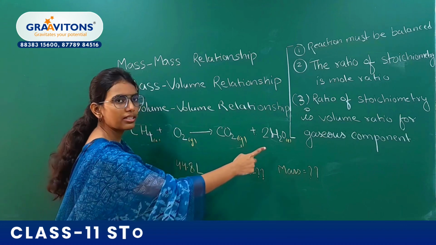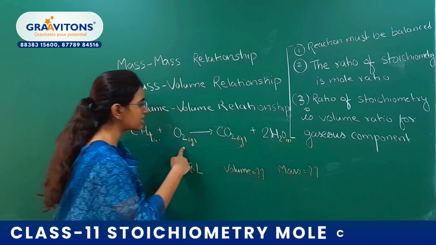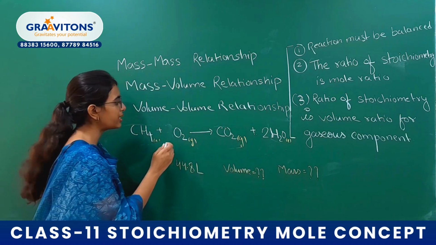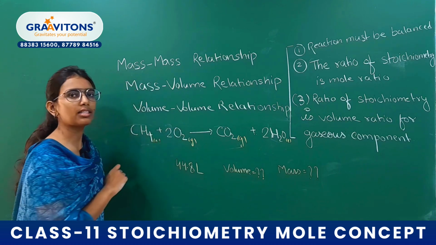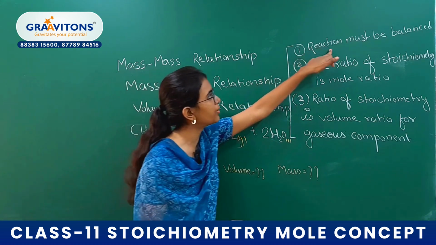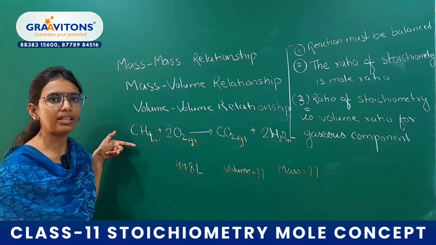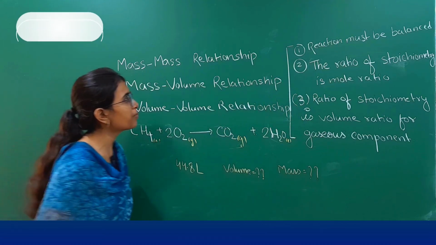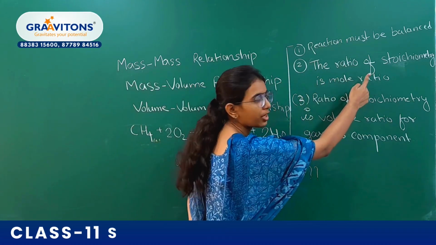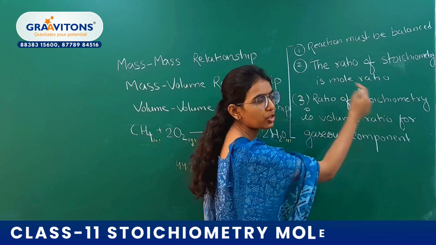Hydrogen is now balanced. Now check for oxygen. Oxygen is not balanced yet. This side we have 4, this side we have 2, so we have to multiply by 2. Now oxygen is balanced. Our first target is complete: the reaction must be balanced. Our reaction is balanced.